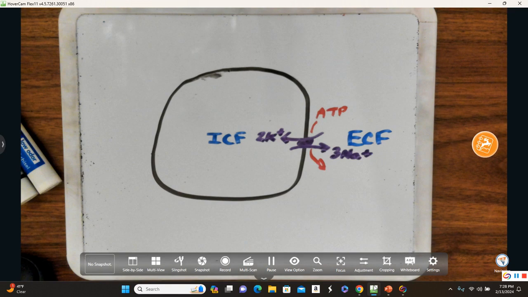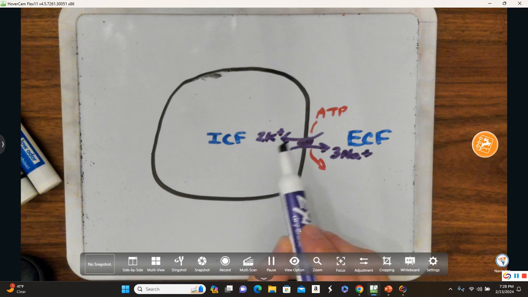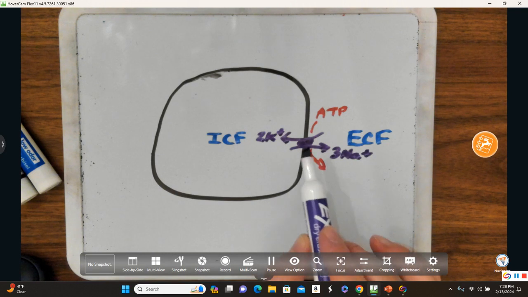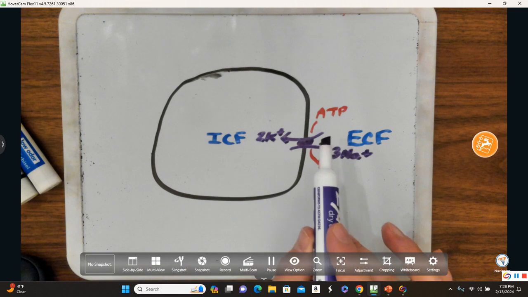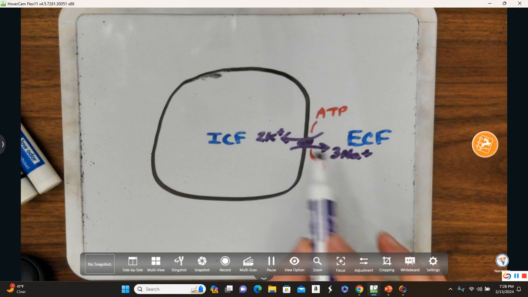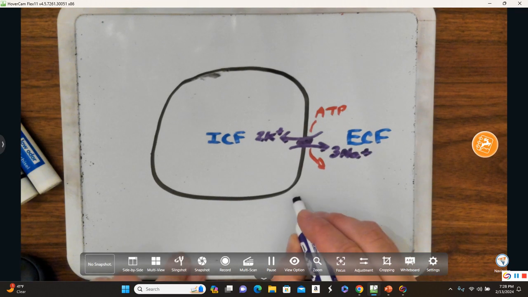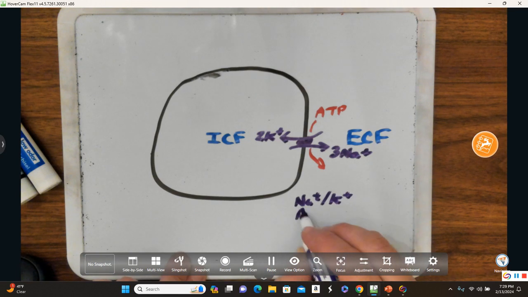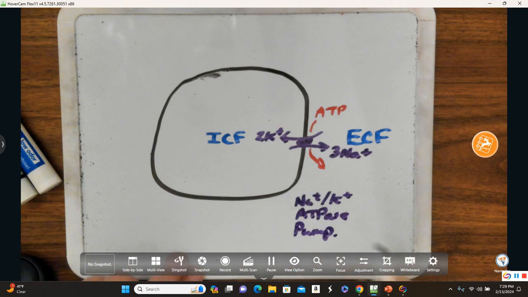Now, this would be the sodium-potassium pump. 2 potassium cations in, 3 sodium cations out. Now, it's actually more accurate to say 3 sodium cations out, 2 potassium cations in, because that's the order of the pump. But know it forwards and backwards, okay? Know it which way. The sodium potassium pump. Sodium potassium ATPase pump. So this is the sodium Na+/K+ ATPase pump.